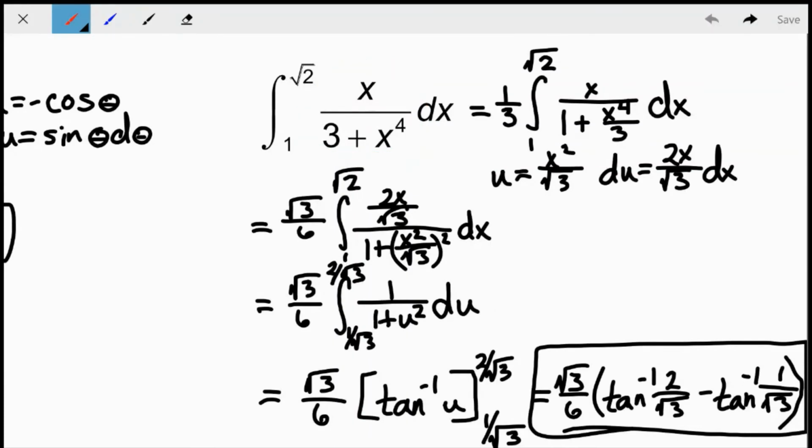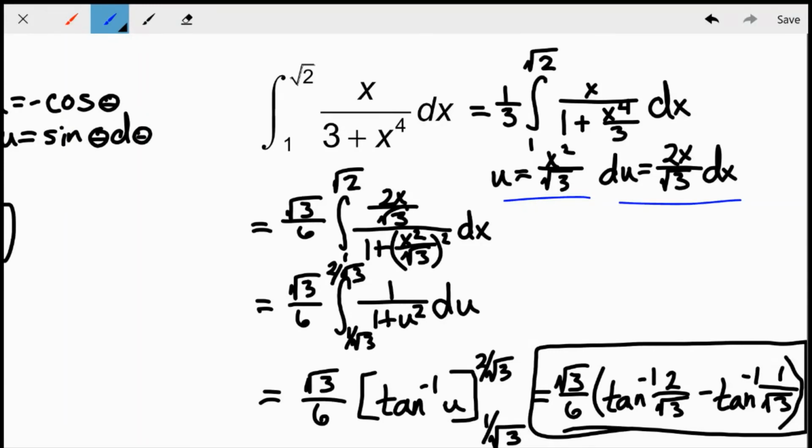So knowing that it looked a little like an inverse tangent, I factored the 3 out of the denominator so that I'd have a 1 plus something squared. And in this case, I've got x squared over the square root of 3 squared. So you can see my substitution here that I did. I made my u x squared over square root of 3. That means my du is 2x over root 3.